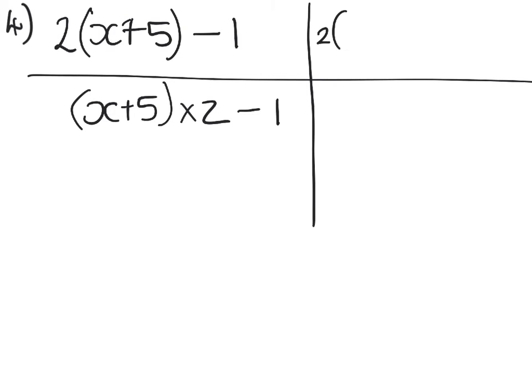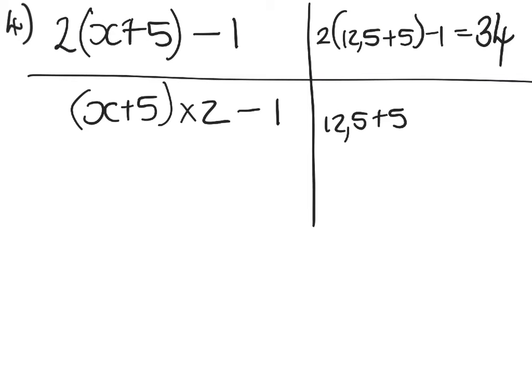So 2 times 12,5 plus 5 minus 1. Let's see. What is that? It's 17.5. 17.5 doubled is 35. Minus 1 is 34. Works the same here. 12,5 plus 5 times 2.